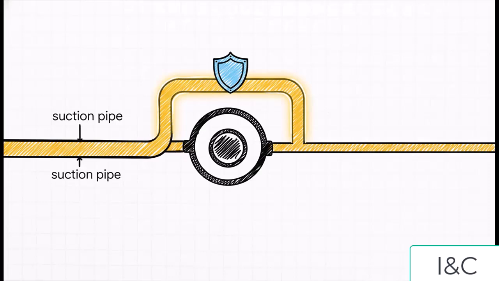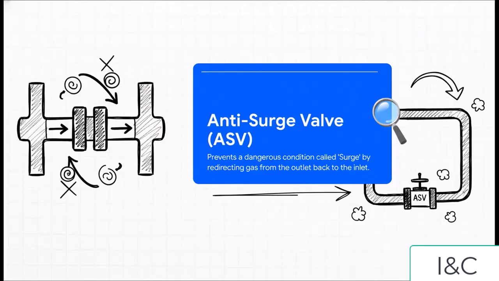Okay, so we've covered the entrance and the exit. But for any control engineer, the most important path on this whole diagram is the one that connects the exit right back to the entrance. And that's the recycle line. And the star of this recycle line is the anti-surge valve, or ASV. This is the system's most critical safety control. See, under certain conditions, the flow inside a compressor can get unstable and violently reverse. It's a dangerous event called surge. To stop that from ever happening, the ASV can pop open in a split second, creating a bypass that sends gas from the outlet right back to the inlet. It keeps everything stable and the machine safe.